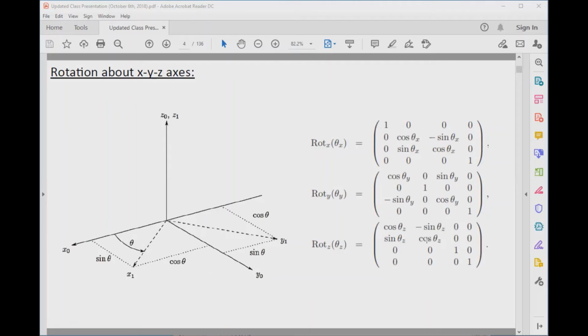Now y1 in frame 0, right? How can I express that unit vector y1 in the base frame? Obviously, it has a negative component along the x0, which is minus sine theta. Along the y0, it will be cosine theta, and then 0 because it has no component along the z0 axis. And then lastly, you have 0, 0, 1.